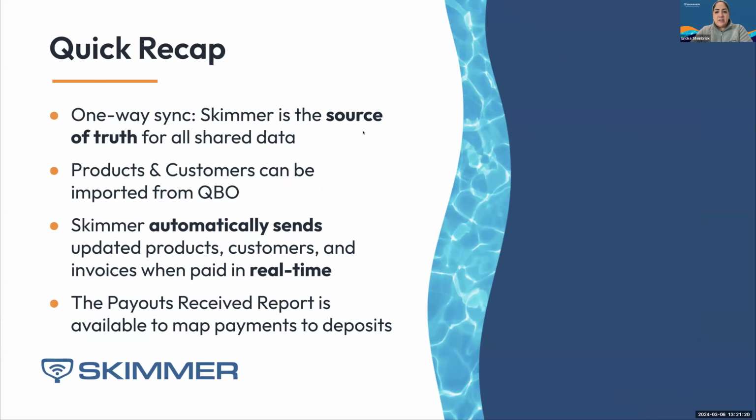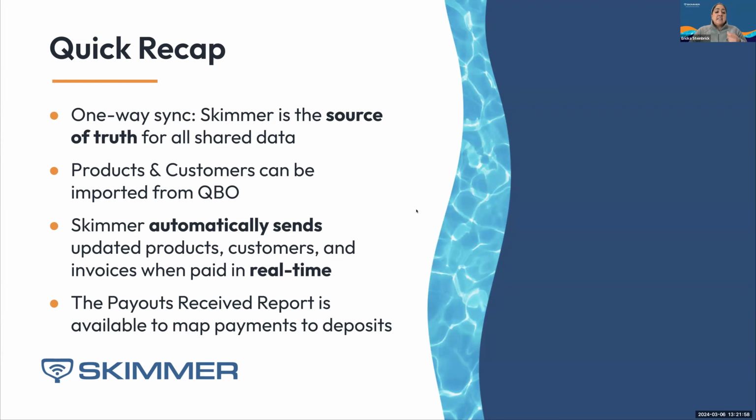Now that Patrick has covered how the integration works, I'll give you a quick recap. The integration between Skimmer and QuickBooks is a one-way sync. So Skimmer will become your source of truth for all shared data. Put it into Skimmer, it'll get over to QuickBooks Online. As you get started with this integration, your products and customers can be imported from QuickBooks Online. Now, you don't have to, right? If they already exist in Skimmer, we'll just need to make sure they match up. But you do have the ability to import so that all of the data is centralized within Skimmer.